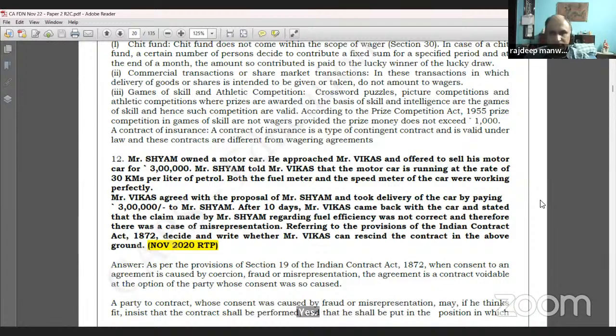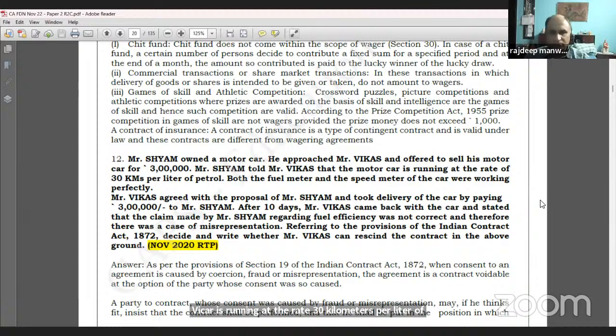Mr. Sham owned a motor car. He approached Mr. Vikas and offered to sell his motor car for rupees 3 lakh. Mr. Sham told Mr. Vikas that the motor car is running at the rate of 30 kilometers per liter of petrol. Both the fuel meter and the speed meter of the car were working perfectly.